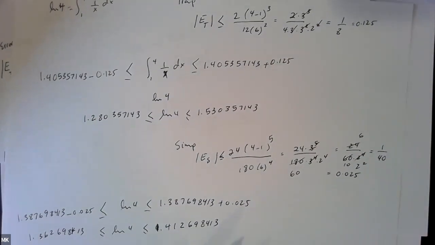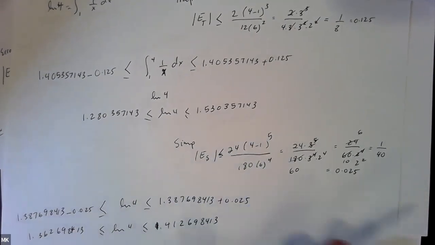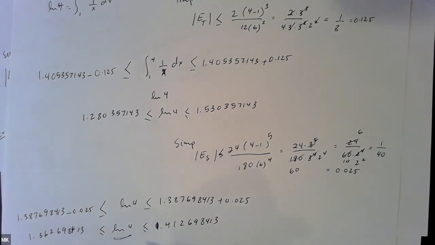And of course, the actual value based on the calculator is very close to 1.386. Sorry, my window is not very good today. I'm too close to the picture. So it's going to be between those two values, and 1.38 does fall right in between those two. So that's the idea of Simpson's rule and trapezoidal rule.